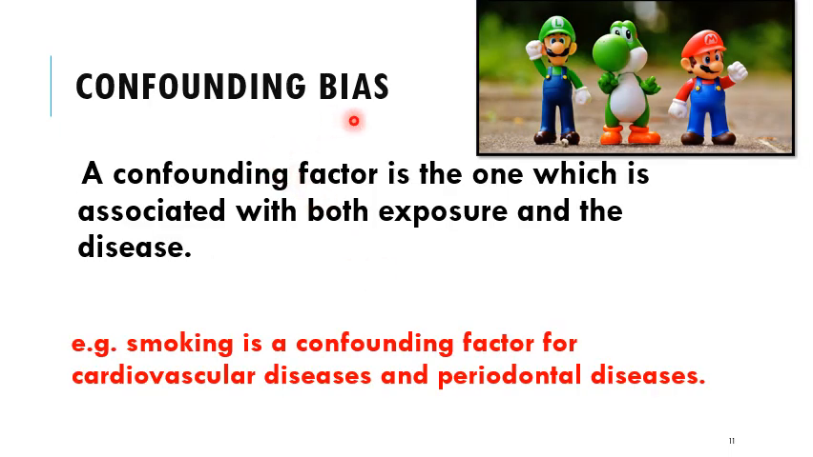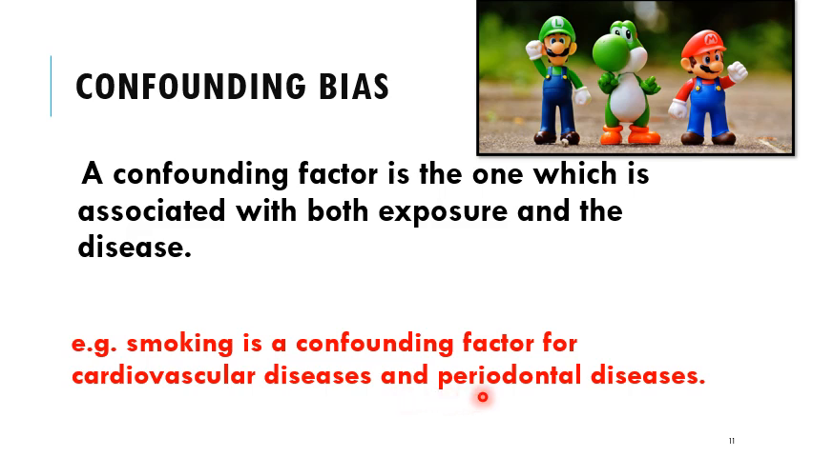Confounding bias is very difficult to understand, because a confounding factor is the one which is associated with both exposure and disease. Let's understand. If we want to study the relationship between periodontal disease and cardiovascular disease, and we select smokers in our subjects, what will happen? We know that smokers have very severe periodontal disease. We know that smokers are at risk for cardiovascular disease.